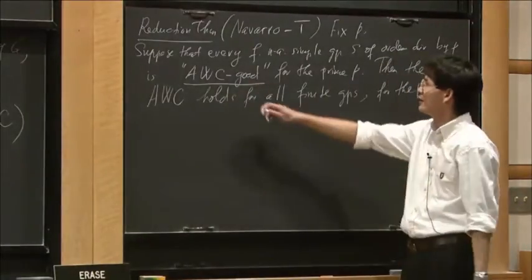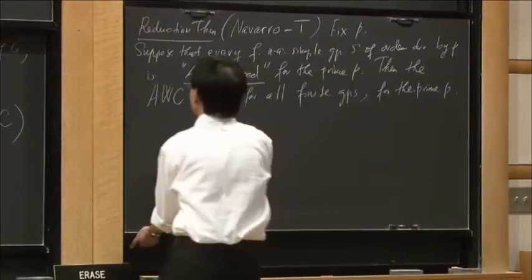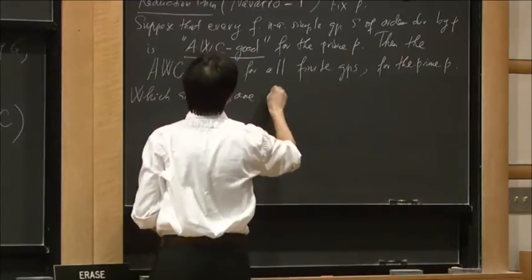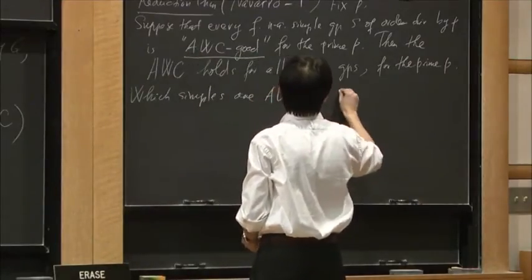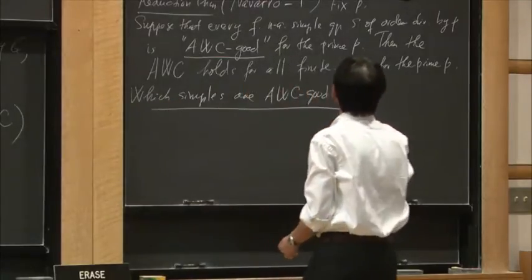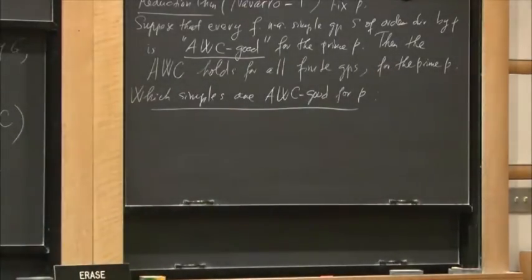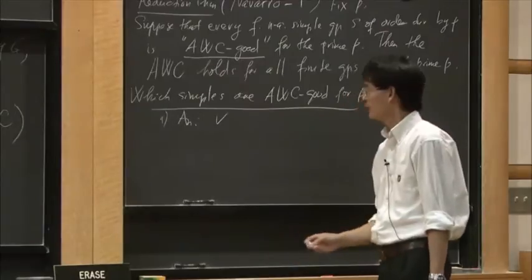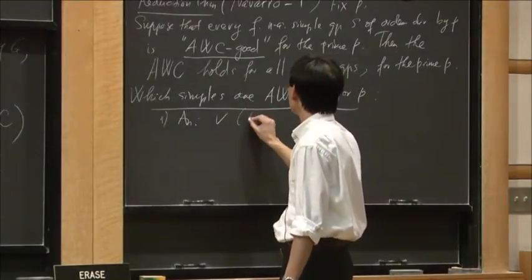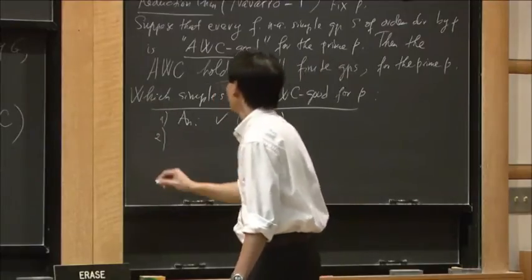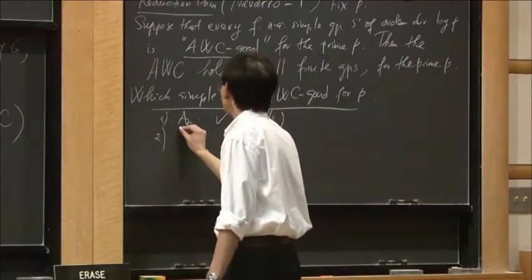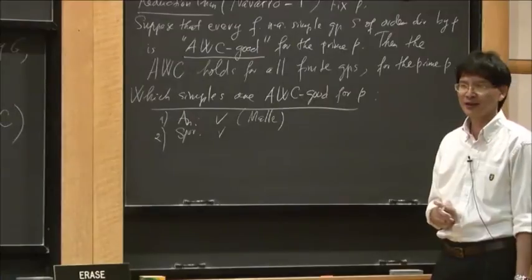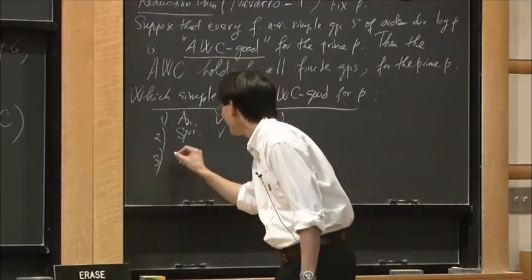Okay. So now, let me tell you which simple groups we know are AWC good for the prime p. Well, now we have the list of simple groups, right? So, first we have the alternating groups, and they are all good. This is the work by Müller and Michler. Then we have the 26 sporadic simple groups. Okay, so a finite list, we can check that everything is okay. Right, and then we have the groups of Lie type, right?